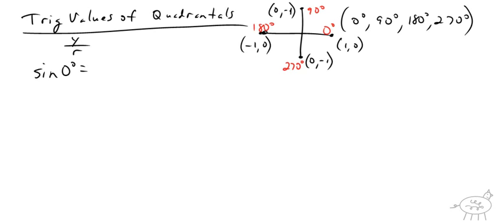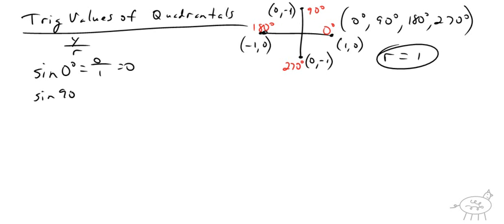Okay? And sine of 0, it's y over r, so it's 0 over, what's r for all this? Well, r is 1. Now, it's only 1 for this problem. I'm just using 1 because it's a unit circle. Otherwise you can always figure out what r is, but it's only for this problem. It's r is equal to 1. So we have 0 over 1, which is 0. So sine of 0 is 0.